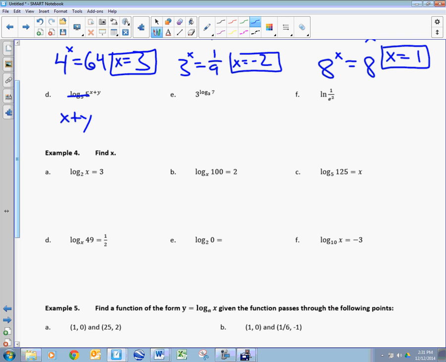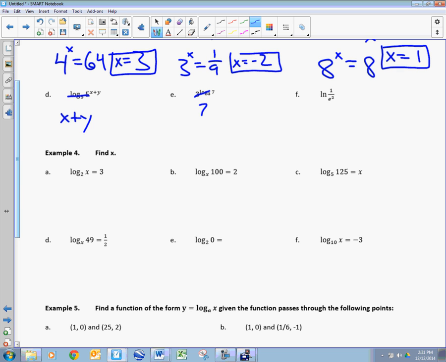3 to the log base 3 of 7. What happens to the 3 in log base 3? They cancel, leaving you with 7. Now, somebody asked this question before. They said, what if it's 4 to the log base 3 of 7? Well, that we really can't simplify at all. It doesn't come out to something nice. So if it was a 3 in the base, it works out nice. If it's not, can't do it.